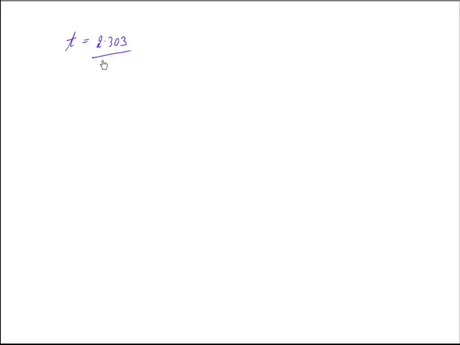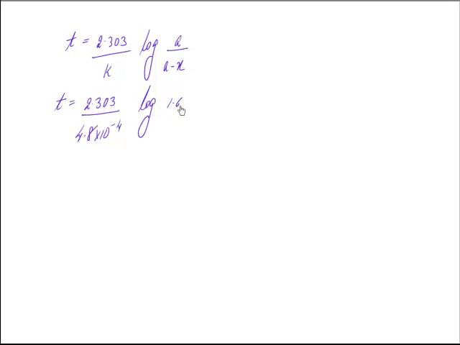t equals 2.303 upon k log of A upon A minus X. We need to find out the time. We know the rate constant, and we even know the value of A, which is 1.65 into 10 to the power minus 2, and that is divided by 1 into 10 to the power minus 2, which is effectively just 10 to the power minus 2. So the answer turns out to be 1041.147 seconds.